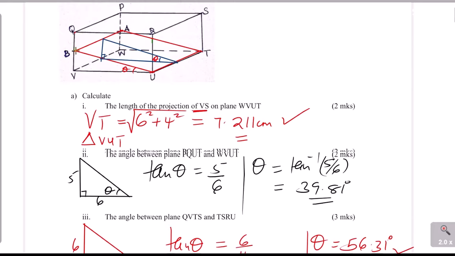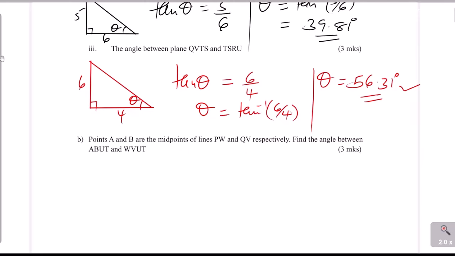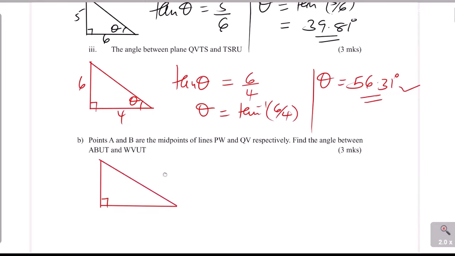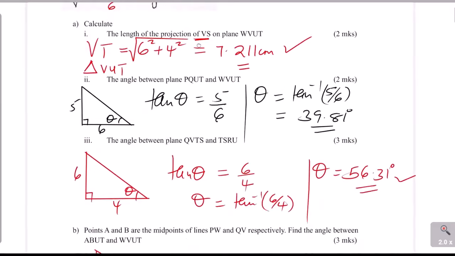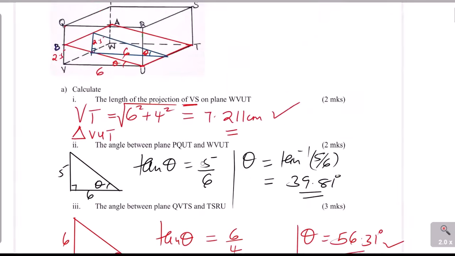And the only difference will be, because A and B are the midpoints, and this height is 5, this will be 2.5. Then this one will be 2.5. Then this will be 6, and then that one will be 6. So if we extract that triangle, this is what you're going to have. This is 6 and 2.5. So this will be 6, and this one will be 2.5. That is the angle. So just look at it again.